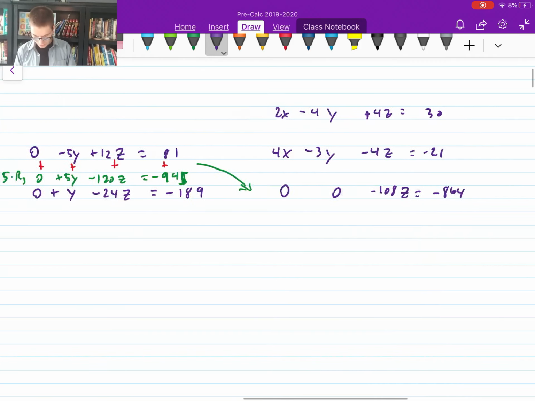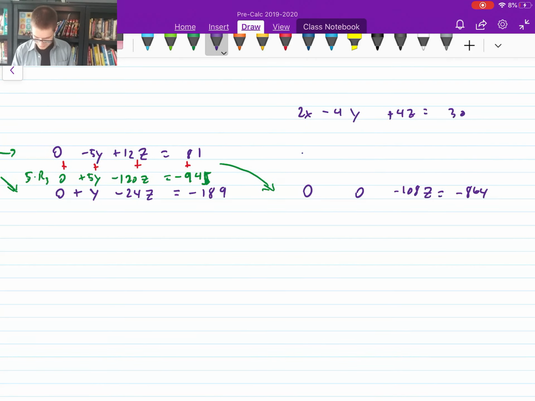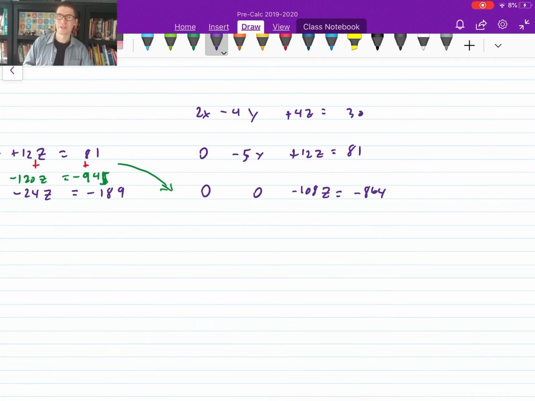Okay, so, oh wait, no, that's not right. We're at 0. So it's got some built-in checks to help me make sure I'm not doing anything terrible. 0 minus 5y plus 12z equals 81. Okay, so those are the equations we're dealing with. And we can see we're in row echelon form, sort of. We can go ahead and solve for z here.